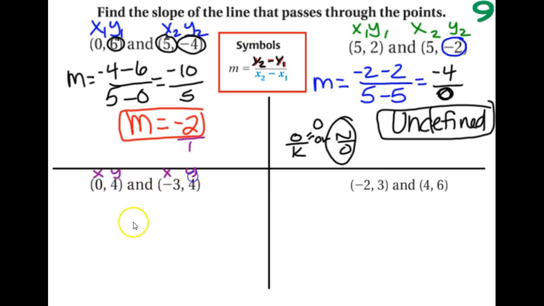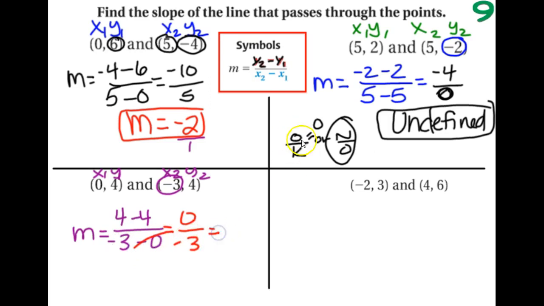xy, xy. So plugging into our equation, y2 minus y1, so 4 minus 4. And then x2, which is negative 3, minus x1, which is 0. Well, 4 minus 4 is 0. Negative 3 minus nothing is still negative 3. This one is okay, so our answer is just 0.